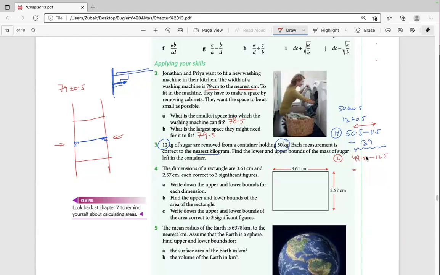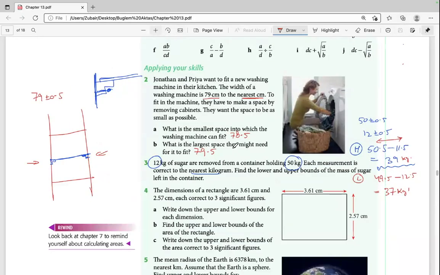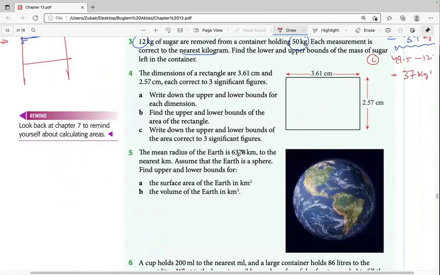It also depends on the statement because he was interested in the mass which is left behind. He's not interested in the mass which is taken out. So even if it's taken out, we still have to find it individually, right? No, no, no. The answer is only 11.5 and 12.5. So that's 39 kgs and 37 kgs. Yes. Try question number 4.